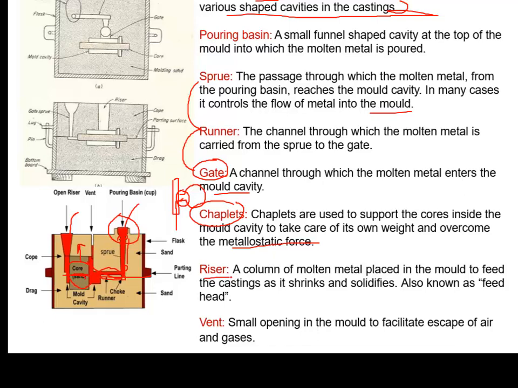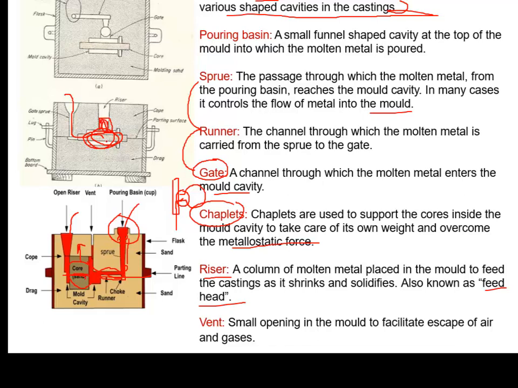Next is the riser. The riser we have already explained. It is a column of the molten metal placed in the mold to feed the casting as it shrinks and solidifies, also known as the feed head. When we pour liquid metal from the sprue, the liquid metal comes out into this and fills this cavity, and after pouring some more metal, this will fill the riser also.